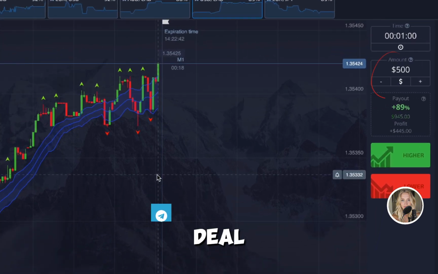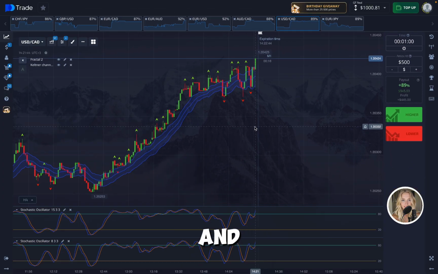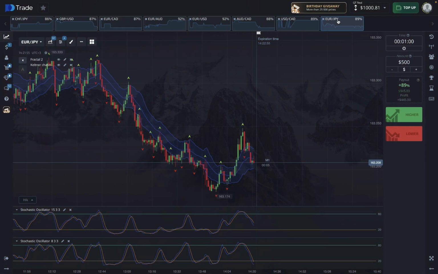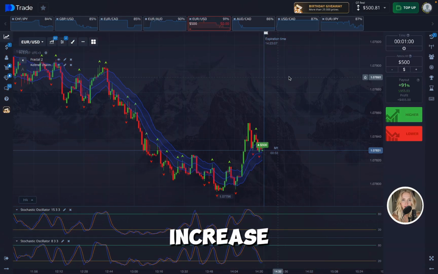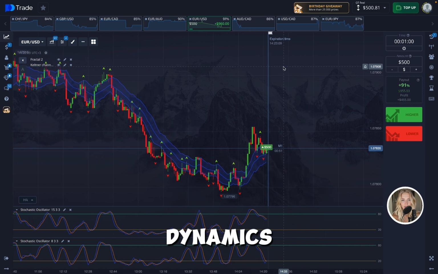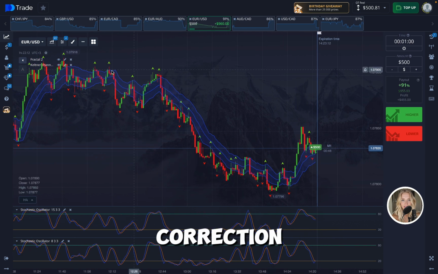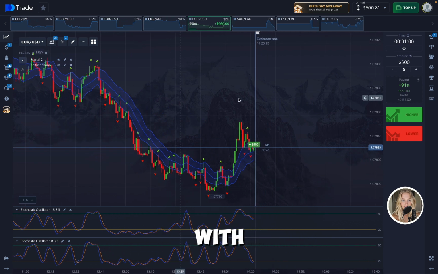Let's start with a deal of 500. Proceed and select the first currency pair for the most convenient and reliable entry into the transaction. And here I want to open a deal to increase. I think that the price dynamics will now recover after this correction. Focusing on stochastic with a period of 8, let's highlight the working area.